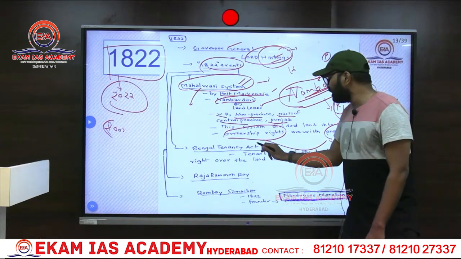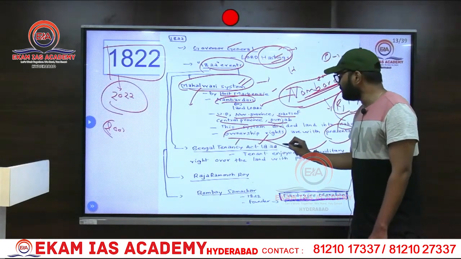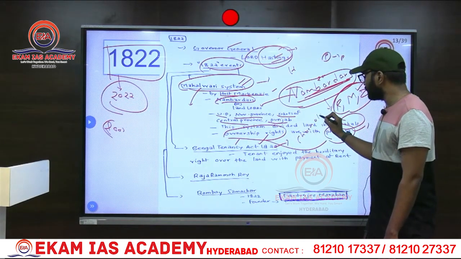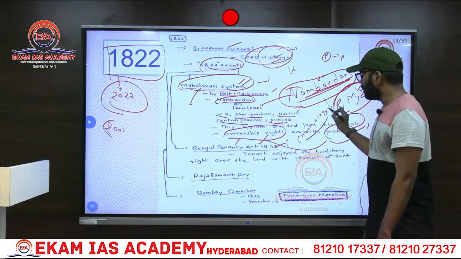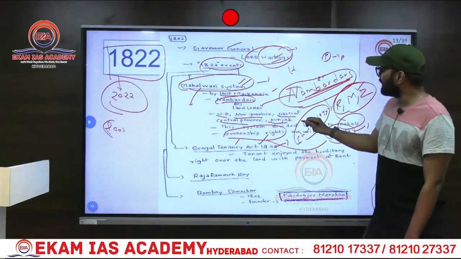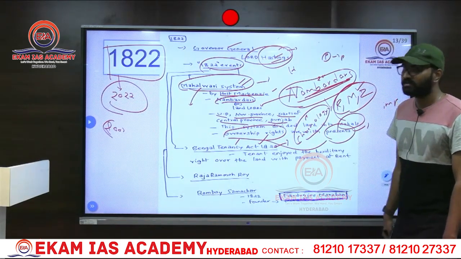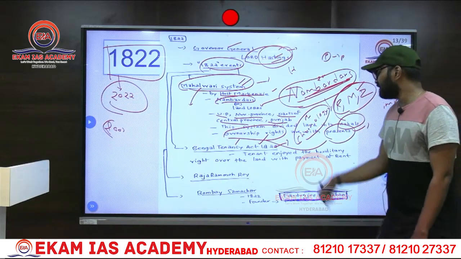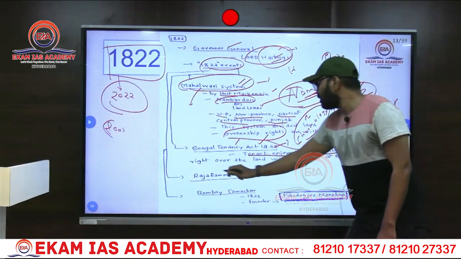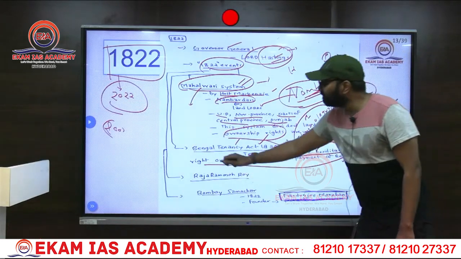Next, coming to the Bengal Tenancy Act 1822. This topic may be asked in chronology. Got it? They may ask in a chronology question where they will use the Bengal Tenancy Act and the Brahma Samaj, since these are all at the same stage, right? They may ask such a question. Next, the content: the tenant enjoyed the hereditary right over the land with payment of rent. This is the chief important point.